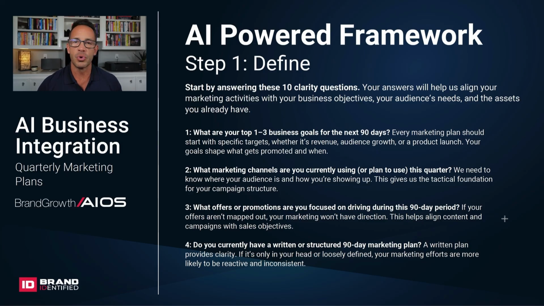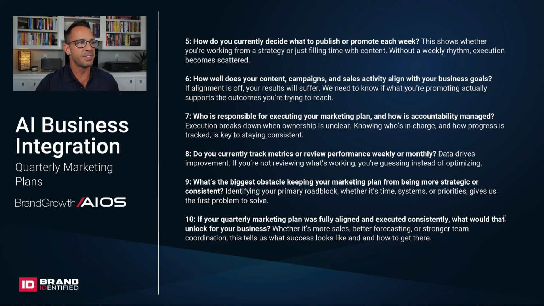Question number 4, do you currently have a written or structured 90-day marketing plan? A written plan provides you clarity. If it's only in your head or loosely defined, your marketing efforts are more likely to be reactive and inconsistent. Question number 5, how do you currently decide what to publish or promote each week? This shows us whether you're working from a strategy or if you're just filling time with random content. Without a weekly rhythm, execution becomes scattered.